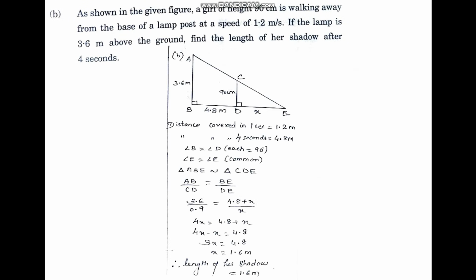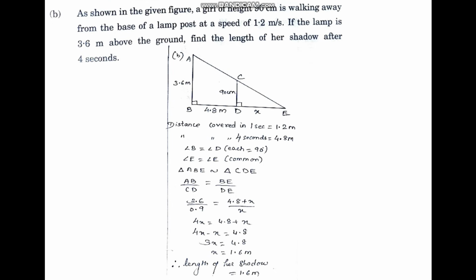As shown in the figure, a girl of height 90 cm, you can see that CD is the point which is representing a girl of 90 cm, and AB is the lamp post. The height of the lamp post is 3.6 meter above the ground. Now we need to find the length of her shadow after 4 seconds. The girl is walking away from the base of the lamp. First it is given to us that the distance covered in 1 second is 1.2 meter. So after 4 seconds, the distance covered by her will be 4.8 meter.